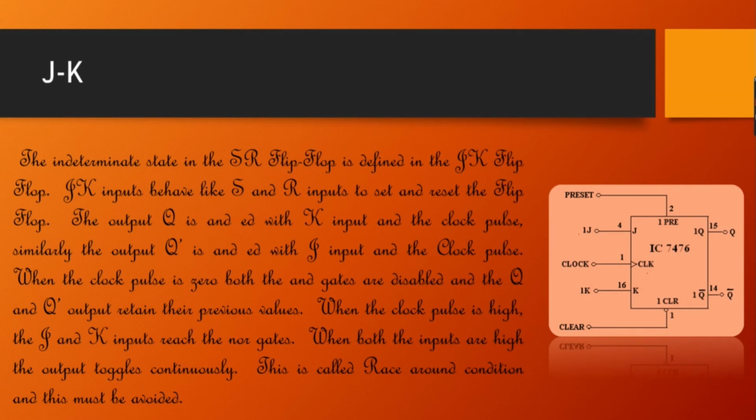When the clock pulse is 0, both the AND gates are disabled and the Q and Q dash outputs retain their previous values. When the clock pulse is high, the J and K inputs reach the NAND gates. When both the inputs are high, the output toggles continuously. This is called race around condition and this must be avoided.